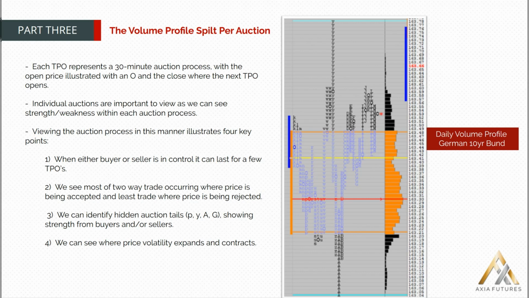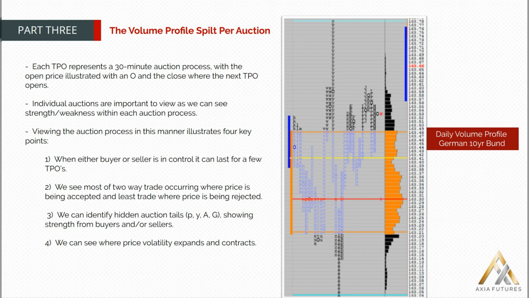The reason we look at the individual auctions and why they're important is that we are able to see strengths and weaknesses within each auction that takes place over the course of the day. A lot of traders will merely look at their profiles closed up for the entire session, and they miss a lot of information that is happening within each one of the auctions. So it's important to find a balance between opening up the profiles and keeping them closed for shape.